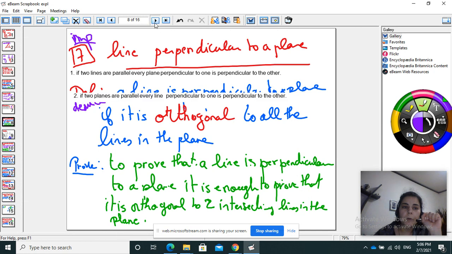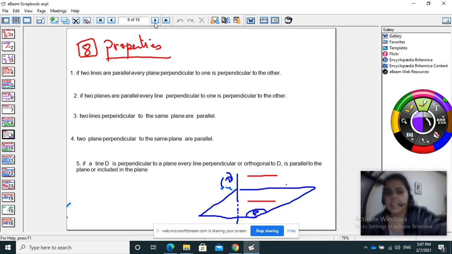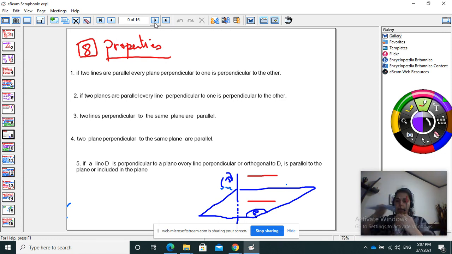Now let's move to part 8, which is the properties. Those are like the plane geometry, guys. But here we are working with lines and planes. If two lines are parallel, any plane perpendicular to the first line is perpendicular to the second line, like the plane geometry. If two lines are parallel, any line perpendicular to the first line is perpendicular to the second one.